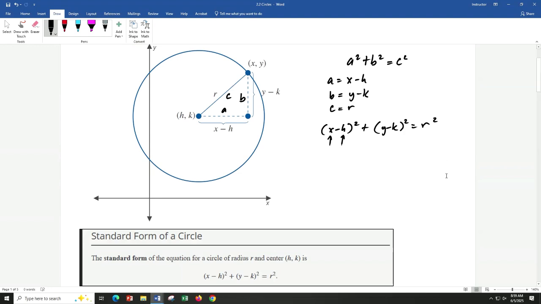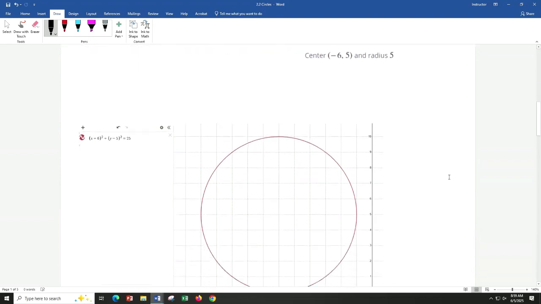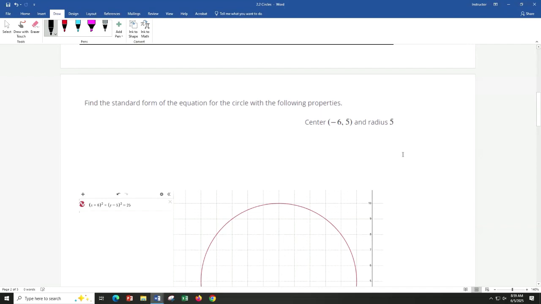So let's scroll down. A lot of this, you're going to notice in your notes, I'm graphing stuff in Desmos a lot in this one. It does help you. It won't help you on a midterm, but this will help you in the background. So let's look at this one.